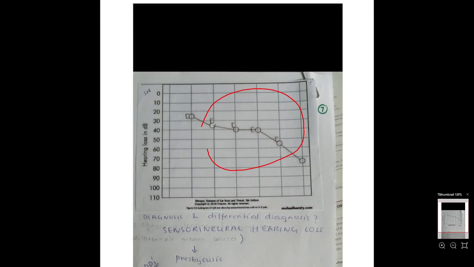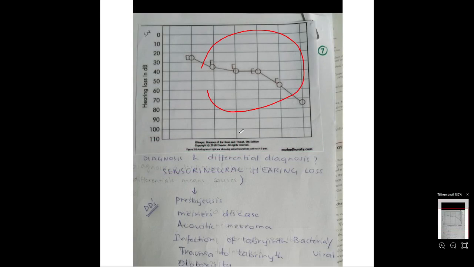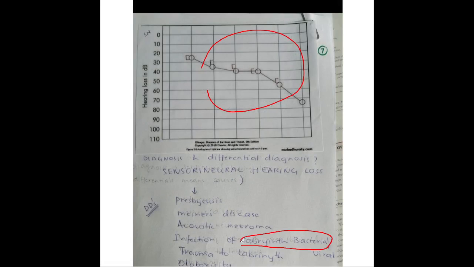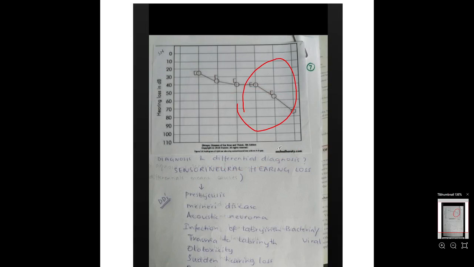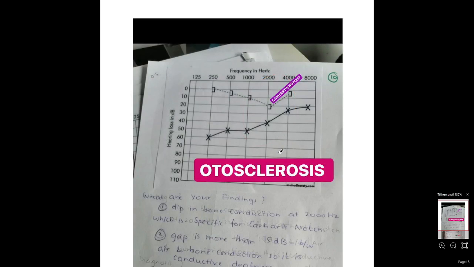This is again a sensory neural hearing loss. Okay, it can be also due to the labyrinthitis, okay, or some trauma or ototoxicity. This is again sensory neural. This is noise induced Carhart notch, but this is a Carhart notch, but not noise induced. It can be due to otosclerosis. Okay, this is the conductive hearing loss. It is due to the hardening of the oval and round windows.